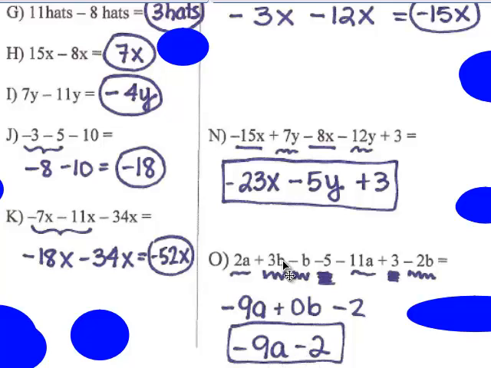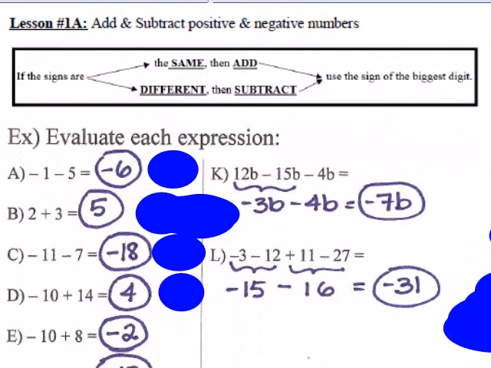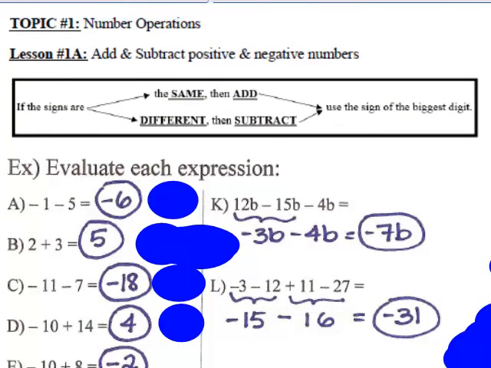Okay? Alright, this concludes lesson 1a on adding and subtracting positive and negative numbers. This is a very important rule that you need to remember. If the signs are the same, you add the numbers. If the signs are different, you subtract. And you're always going to use the sign of the biggest digit.